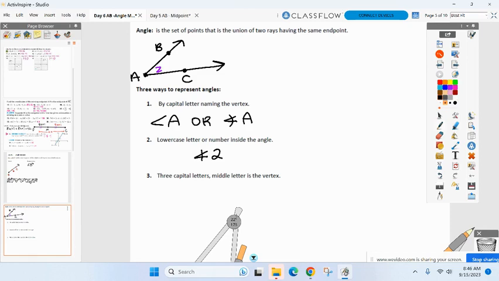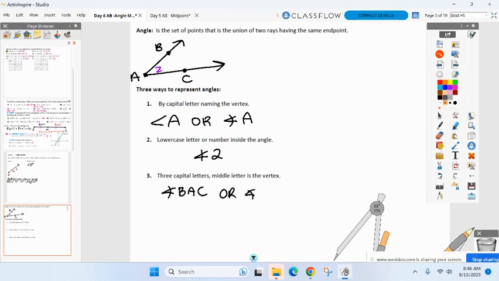Here is the last way and the way I prefer you do it. Name it with 3 letters where the middle letter is the vertex. So ready? Angle BAC. Does everyone see how I named it with 3 letters and the middle one is A, which is the vertex? Or I could go CAB. Either one works. I prefer you do number 3, please. And I'll get into why as we move along.